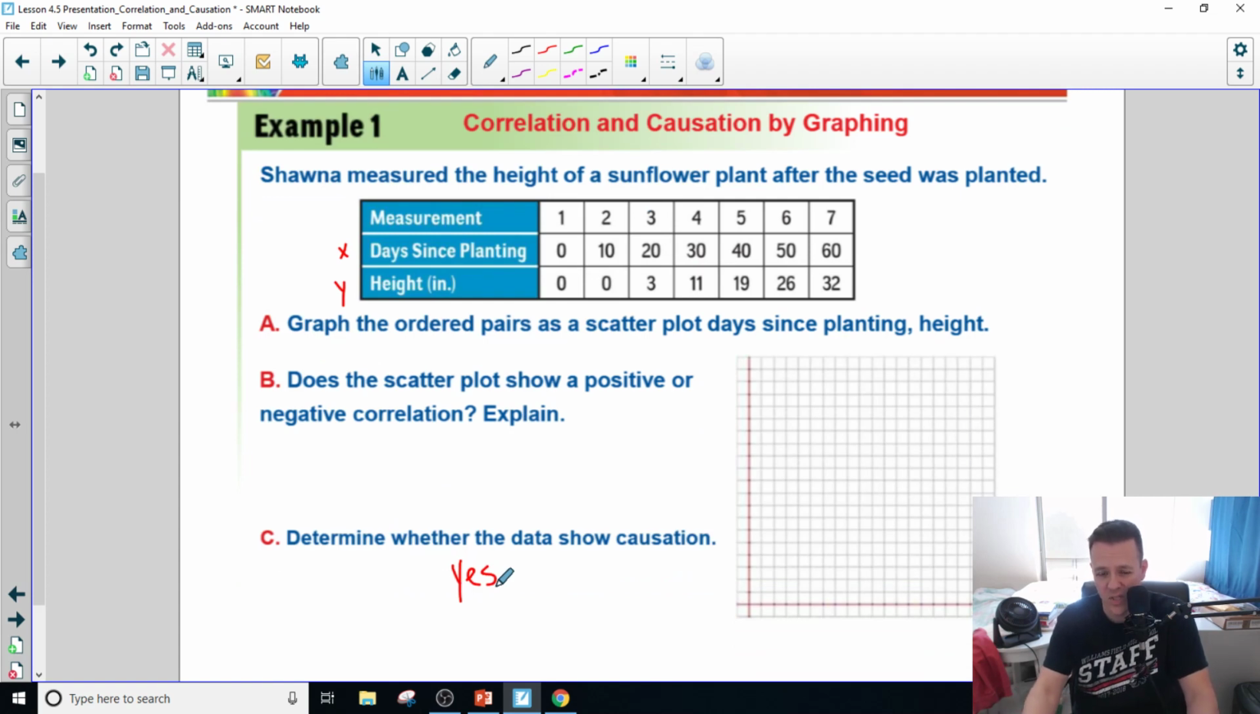All right, hopefully you understand. The longer the plant is grown, just like a tree, if you plant a tree in the ground, it's really small. But the longer it stays in the ground, what happens? The taller it gets. So the longer the time goes, is there a causation between the two variables? Yes, there is. That's what causation means.